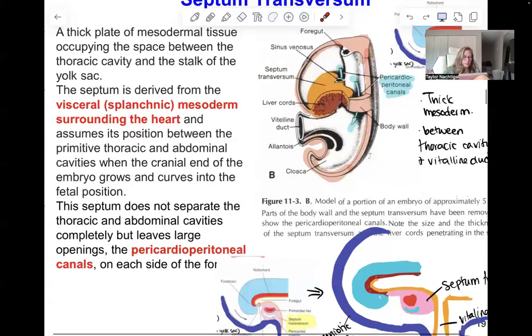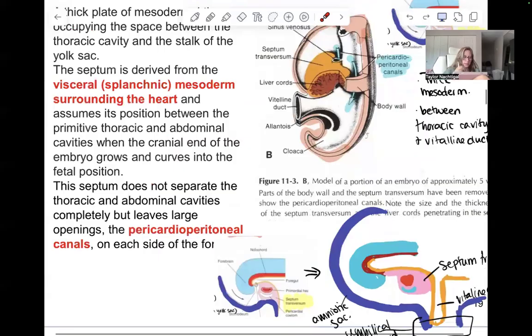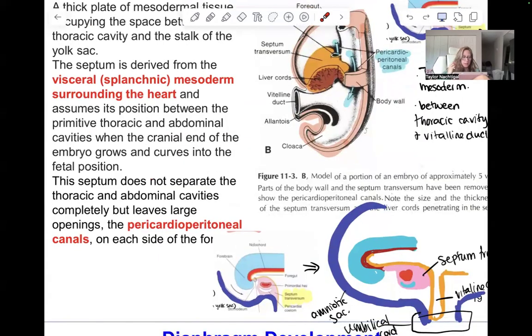We see that the septum is derived from the splanchnic mesoderm surrounding the heart, so not the somatic mesoderm, which again is the body, and the splanchnic mesoderm being more the visceral or internal organ tissue. It's going to assume its position between the primitive thoracic and abdominal cavities where the cranial end of the embryo grows and curves into the fetal position.